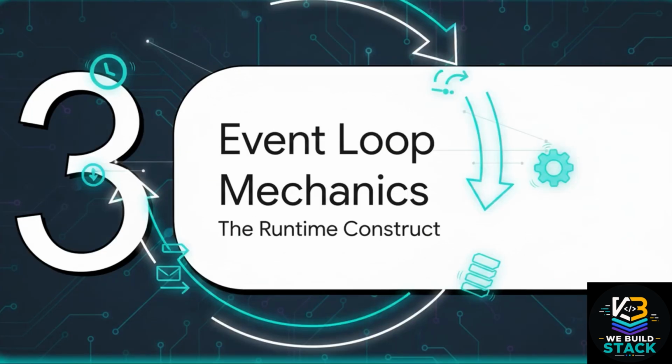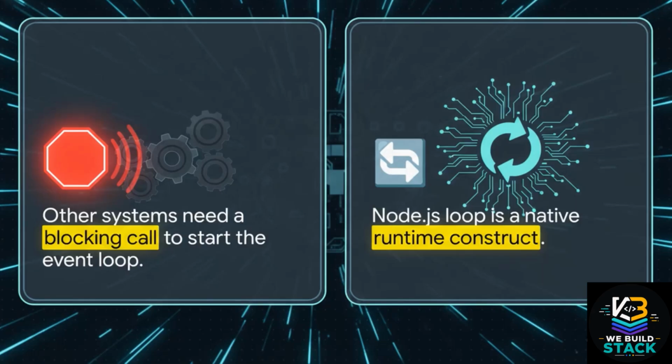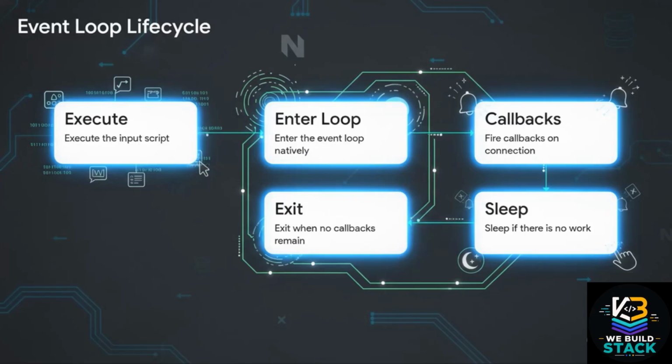Section 3. Event loop mechanics. Unpacking the runtime construct. Now, this is a classic technical interview topic you really need to master. While systems like Ruby's Event Machine or Python's Twisted are somewhat similar, Node takes it a massive step further. In those older systems, you usually need a blocking call, like an explicit run command, just to start the event loop. But look at Node. It presents the event loop as a native runtime construct. There is absolutely no explicit start-the-event-loop call required at all. It just works.